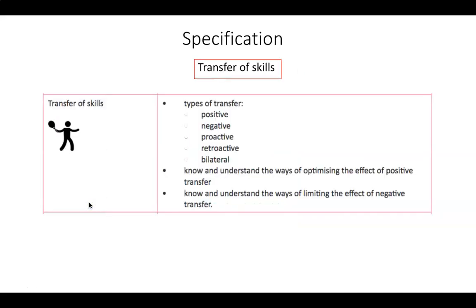If we look at the specification for transfer of skills, what we need to be able to describe and explain is positive transfer of skills, negative transfer of skills, proactive transfer of skills, retroactive transfer of skills, and bilateral transfer of skills. We also need to know and understand the ways of optimizing the effect of positive transfer. Positive is a good thing, it's going to be really good transfer of skill. Then we need to know and understand the ways of limiting the effect of negative transfer. Negative is not a good thing, and we do not want to have negative transfer take place, so we need to know how to limit that.